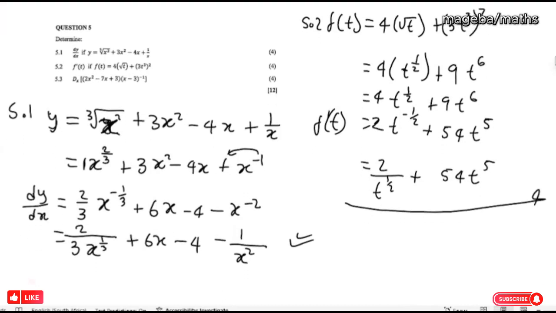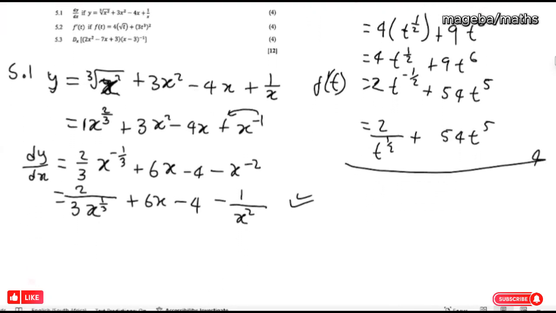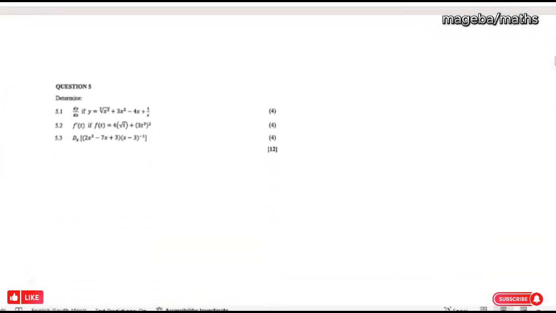Now, having 5.3, let's do 5.3 on this slide. Now, we have d of x, where it's now 2x squared minus 7x plus 3, and then bracket, x minus 3 to the negative 1, then bracket.